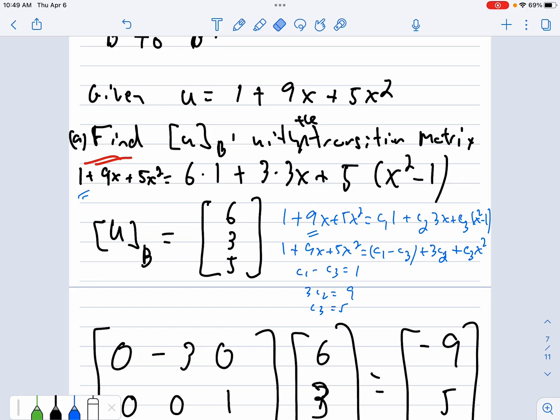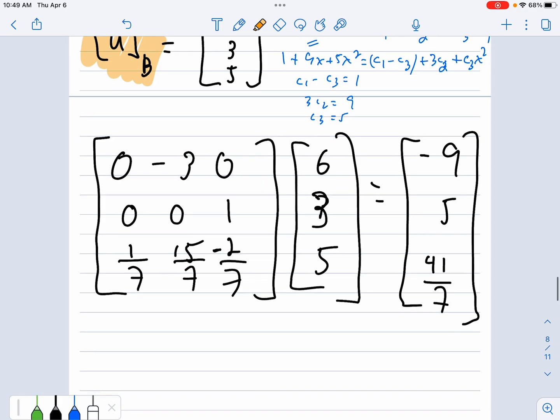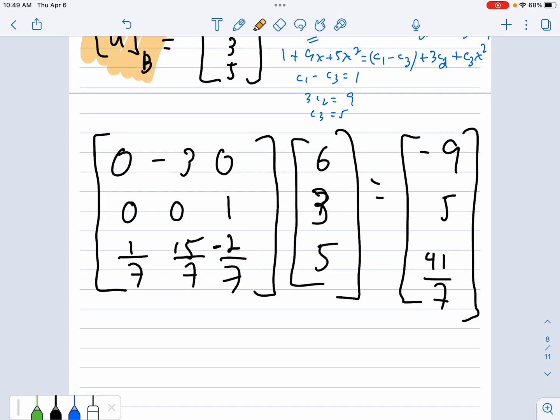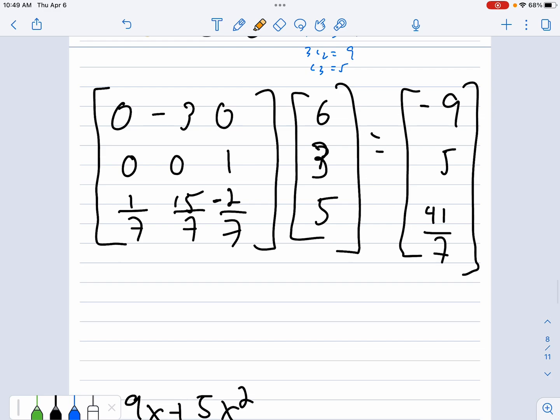So our coordinate vector, let me denote that, would be 6, 3, 5. The way this is going to work is you're going to take your coordinate vector 6, 3, 5 and just multiply it by the transition matrix. And when you do that, and I'll let you take care of that, you get negative 9, 5, and 41 over 7. So the coordinate vector for u in B prime, this other basis, is negative 9, 5, 41 over 7.